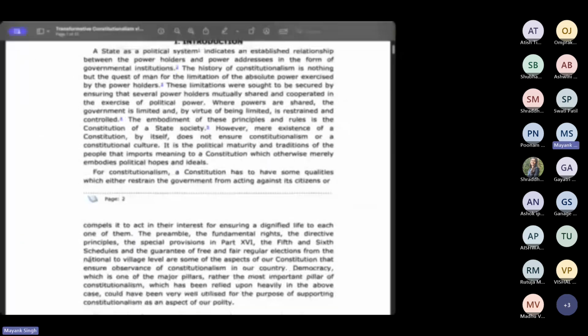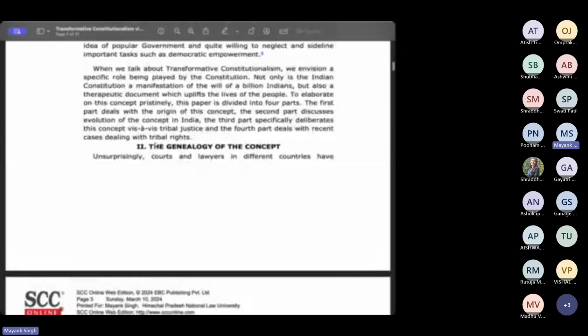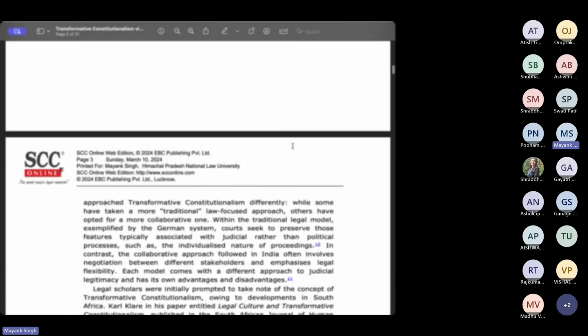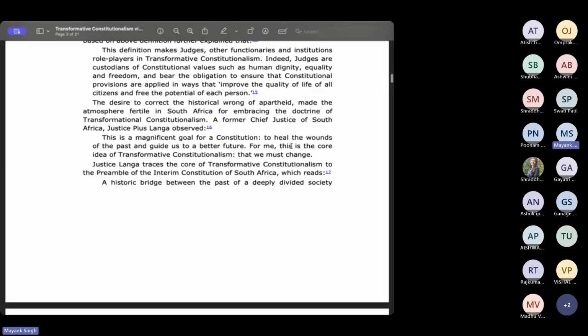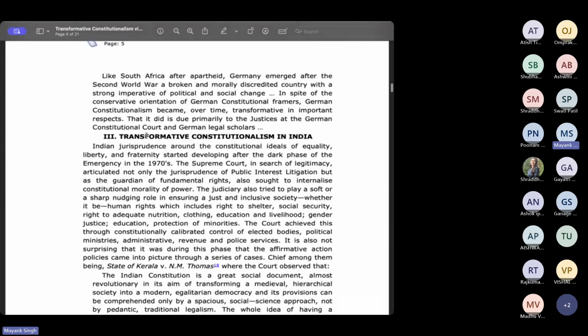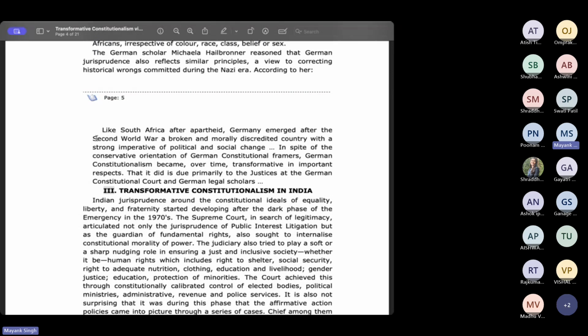Then after the introduction, you will see it is written the genealogy of the concept. Here they have talked about the concept. What is tribal justice? What is transformative constitutionalism? After doing all this, they have come to transformative constitutionalism in India. You can see this is the third part that I was talking about: in a dissertation you will write in chapters, in a paper you will write in parts, where you give the headings, first heading, second heading, third heading, that cover your parts.